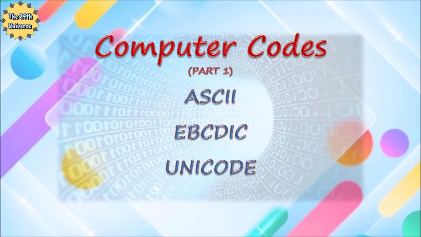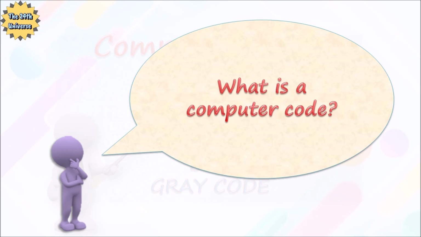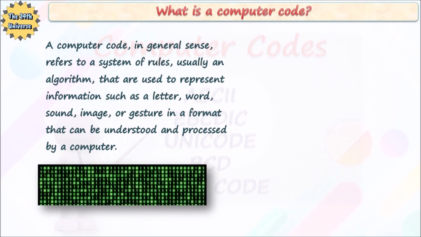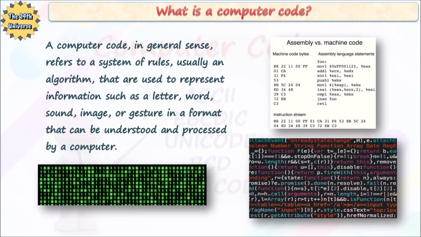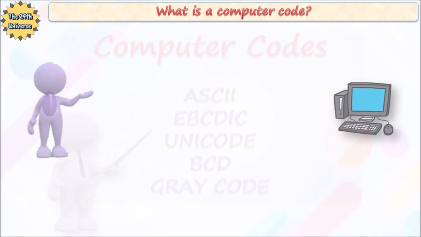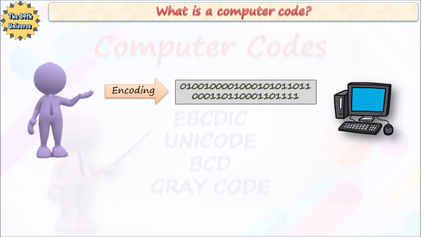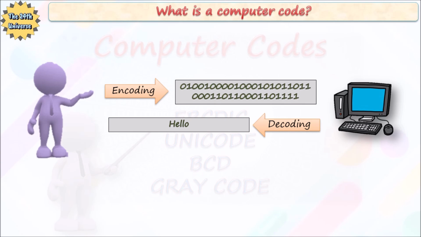In this video, we are going to explore computer codes and the different types of codes. A computer code in a general sense refers to a system of rules, usually an algorithm, that are used to represent information such as letter, word, sound, image or gesture in a format that can be understood and processed by a computer. Computer codes can take various forms depending on the context, such as programming languages, machine language instructions, data encoding schemes, and more. A process called encoding is used to convert information to computer understandable format, and decoding to get back the information from the computer to human understandable format.